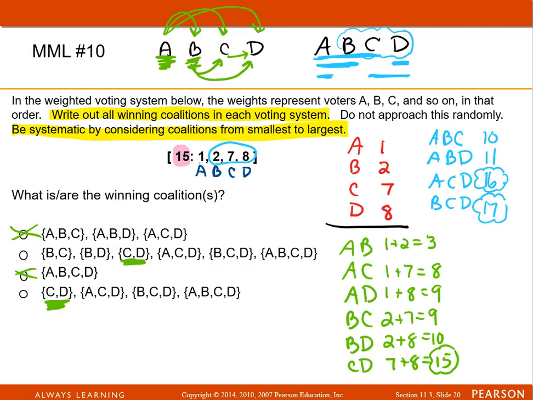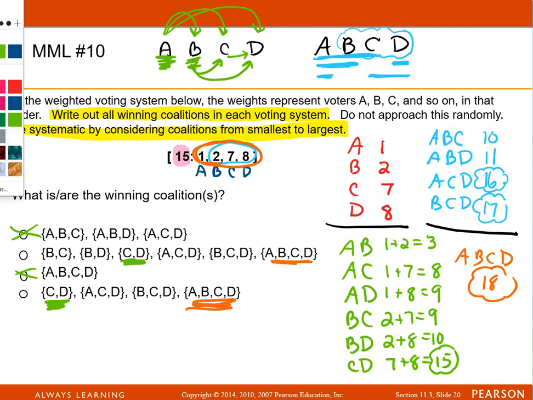And then of course you always have to end with the set itself, and the set by itself would be A, B, C, D, and that's all of them, and that adds up to 18, so that's a winning coalition. So I'm going back and I'm looking for, here's A, B, C, D, here's A, B, C, D, and then the blue ones. There's only 2 blue ones. It was A, C, D and B, C, D.